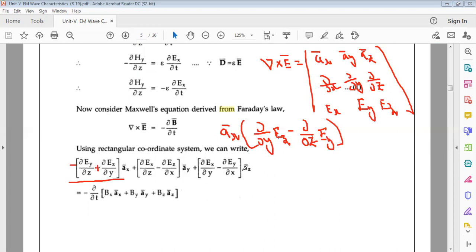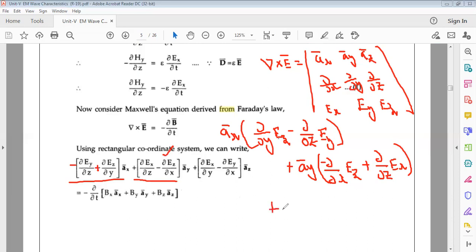First of all, then minus ay bar into the terms here: dou by dou x into Ez, minus dou by dou z into Ex. Now multiply the minus here, it becomes a plus, and here the minus and the plus. So see the second term here: dou by dou z of Ex minus dou by dou x of Ez. The second term is okay.